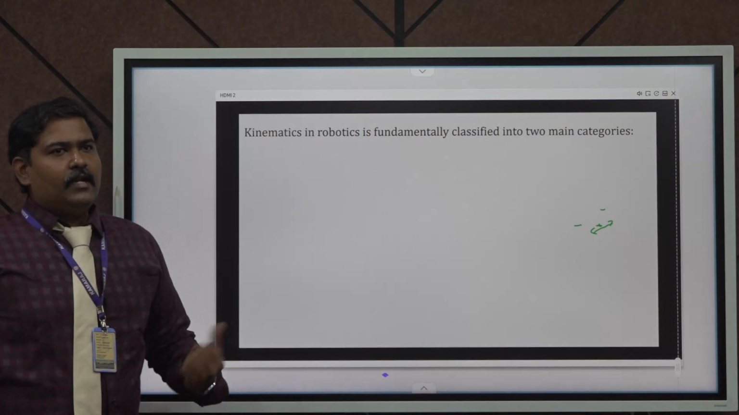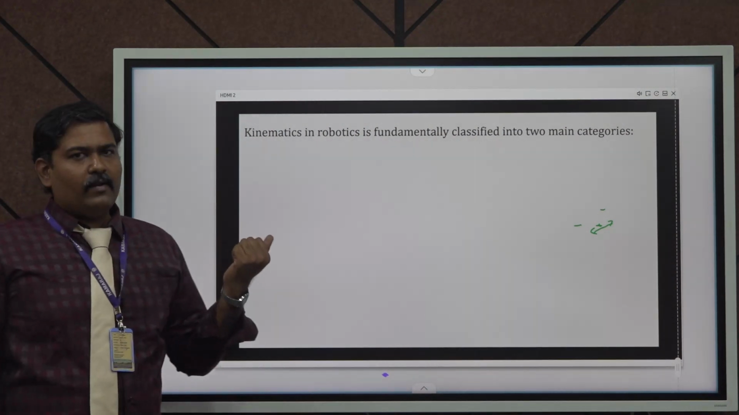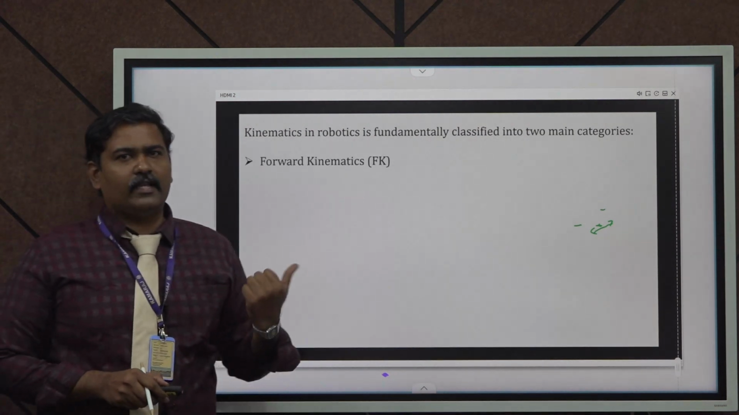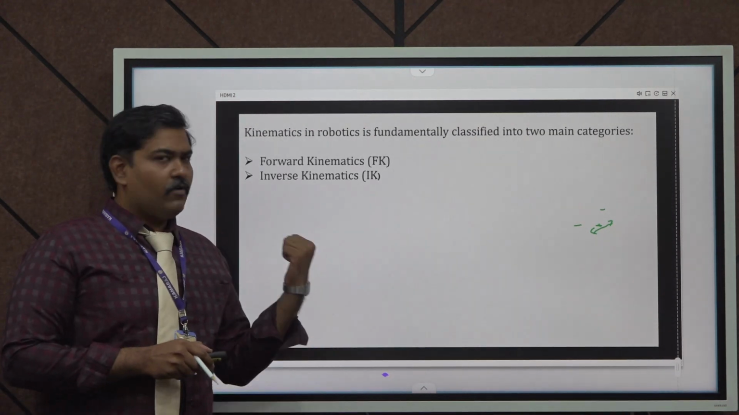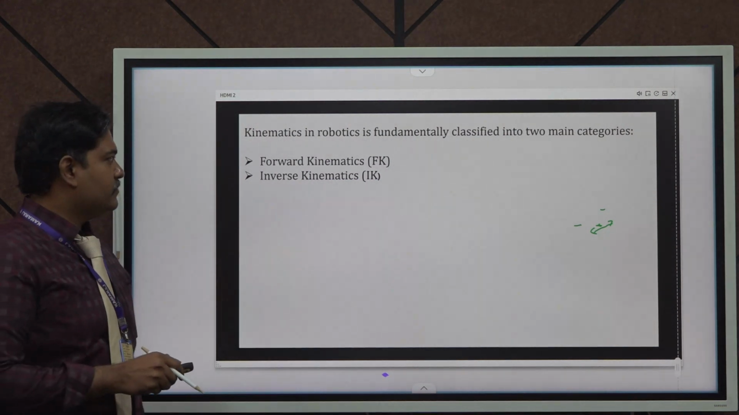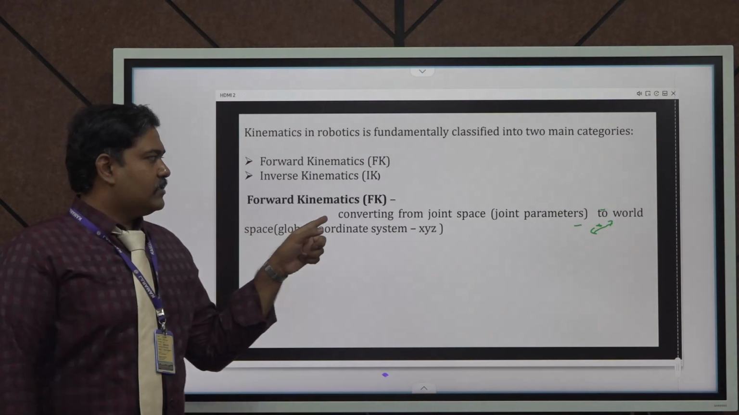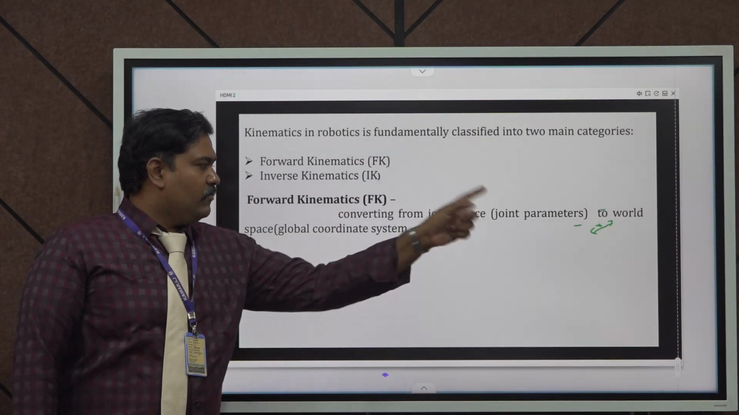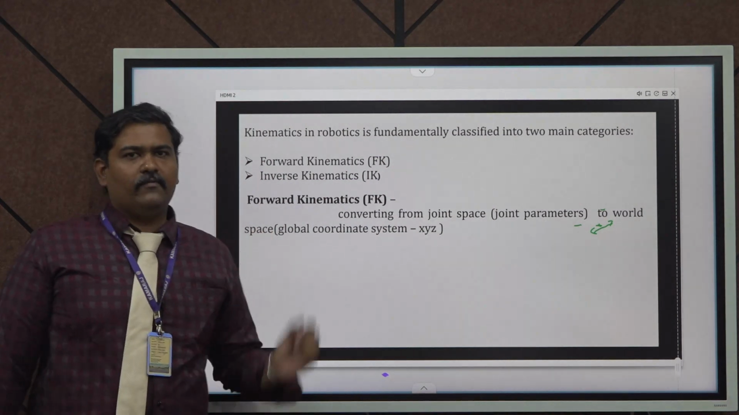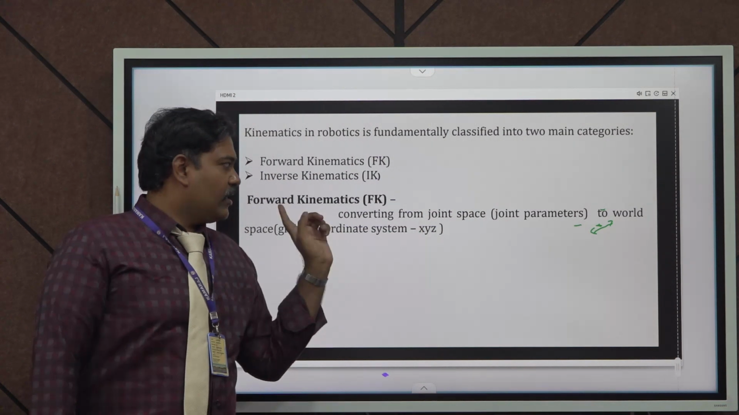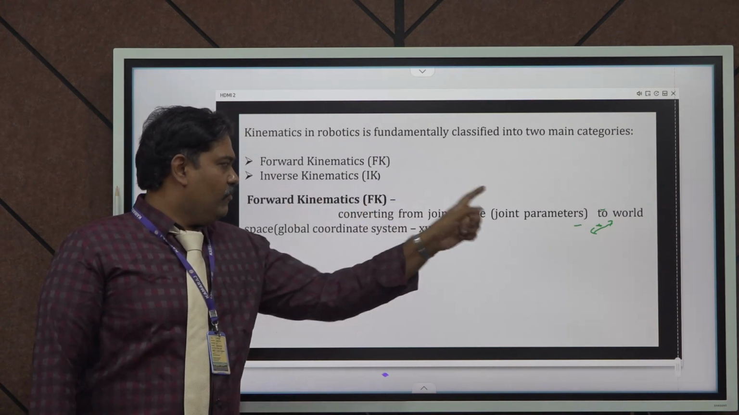Generally, kinematics in robotics is fundamentally classified into two types. First one, forward kinematics, and second one, inverse kinematics. Let us discuss each one in detail. In forward kinematics, we are converting from joint space to world space. Joint space coordinates will be given, and we are converting joint space to world coordinates.